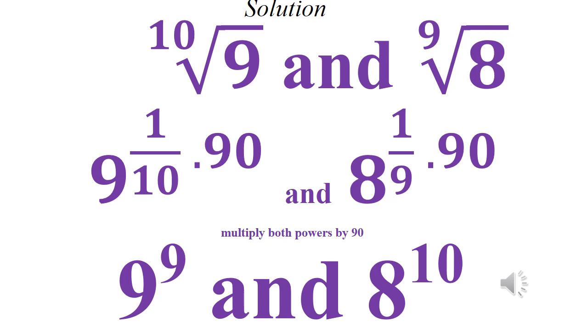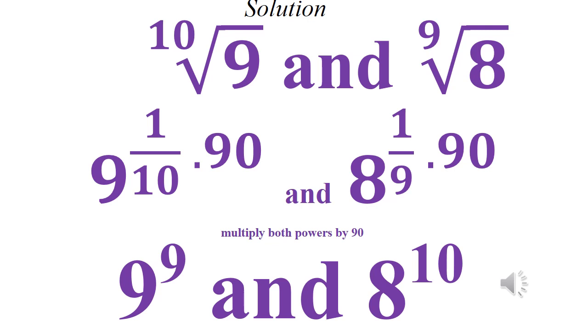Now if we multiply both powers by 90, then we have 9 raised to power 1 over 10 multiplied by 90, the dot there means multiplication, and 8 raised to power 1 over 9 multiplied by 90 again. For the sake of those that are just joining us, the dot there means multiplication as well.